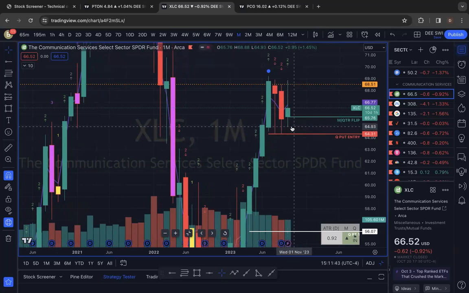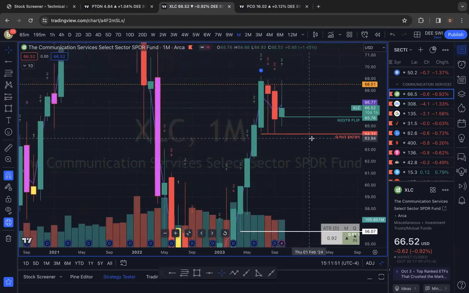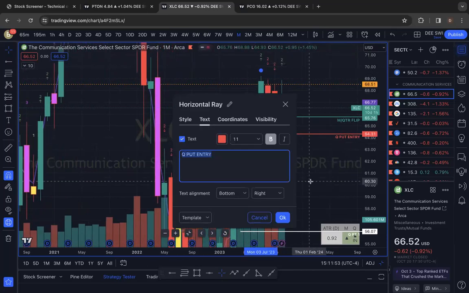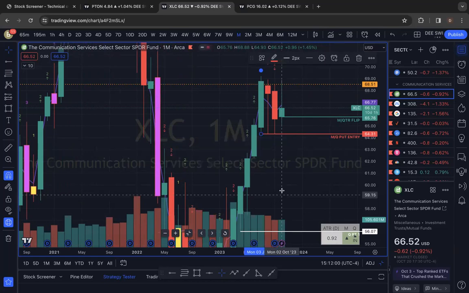So let's say it doesn't come back below this, this would be the put entry, and then this would be the price target, and we would adjust accordingly. So for right now, I'll just mark that they share the same put entry. And I like to see everything that's going on, and it'll all make sense in a little bit.